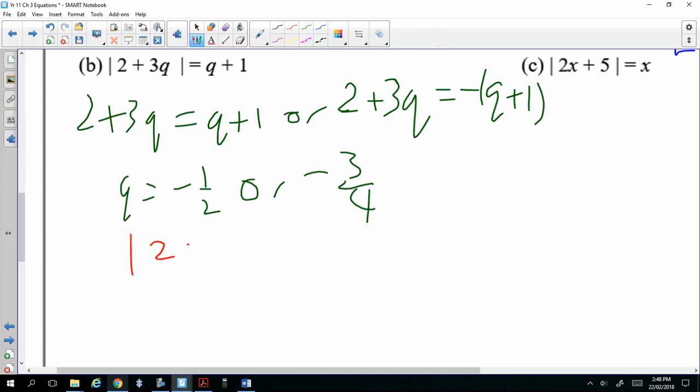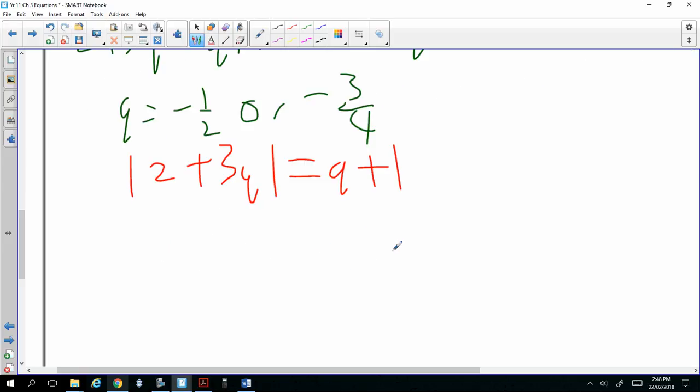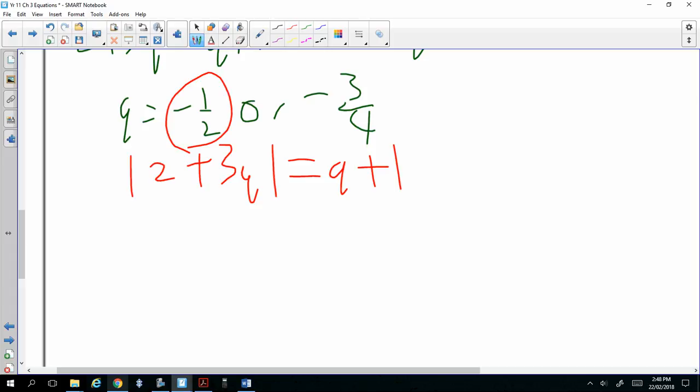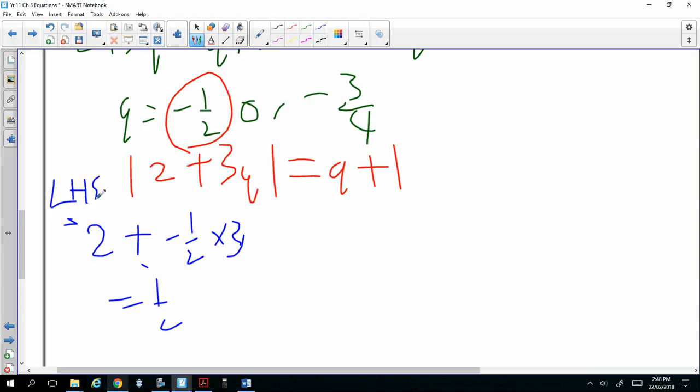Alright, let's see if it works. So let's check this negative half first. If you do negative half, that should work. So 2 plus negative half times 3, which will still get you half, the left hand side. And the right hand side, you get negative half plus 1 is just half. So that works. So this one works.